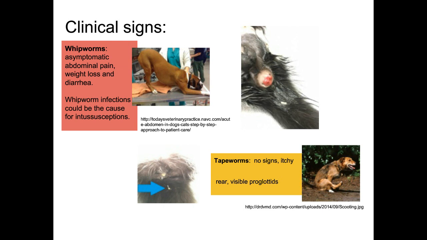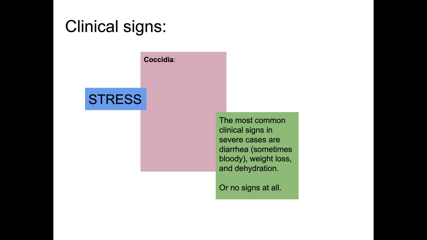Okay, coccidia is brought on by stress. Lots of times all of the animals that come in will have it, but they don't show signs until they're stressed. In severe cases, you can get diarrhea, weight loss, and dehydration, or they might not show any signs at all.